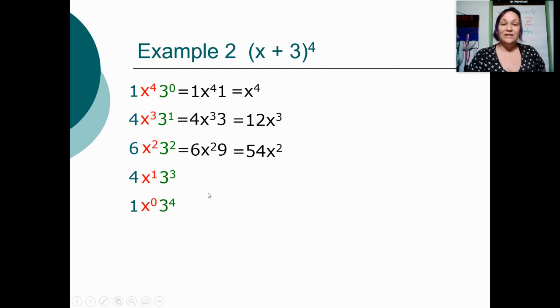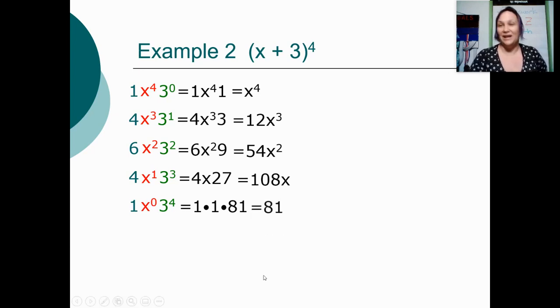3 to the 3rd is 27, and then x to the 1st, you don't have to write the 1 there if you don't want to. And then 4 times 27 is 108. And then finally, x to the 0, that turns into just the number 1 with no more letter x's. And then 3 to the 4th is 81. So now I'm doing 1 times 1 times 81, and I get 81.